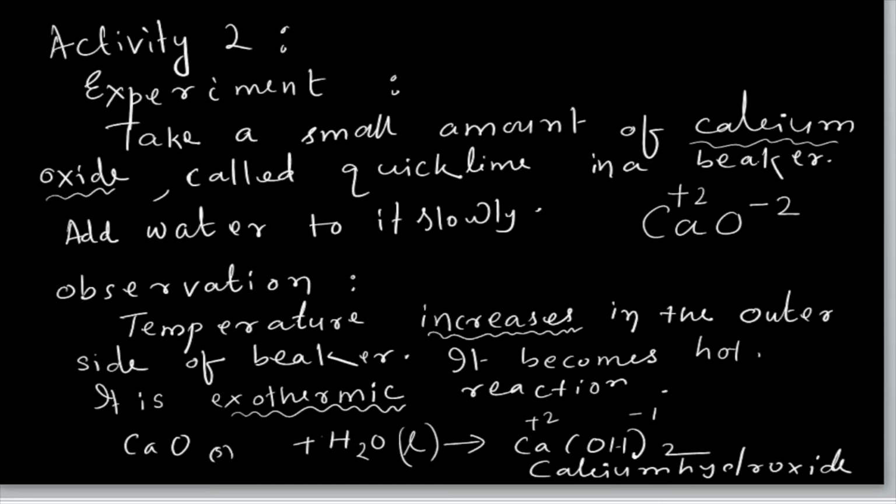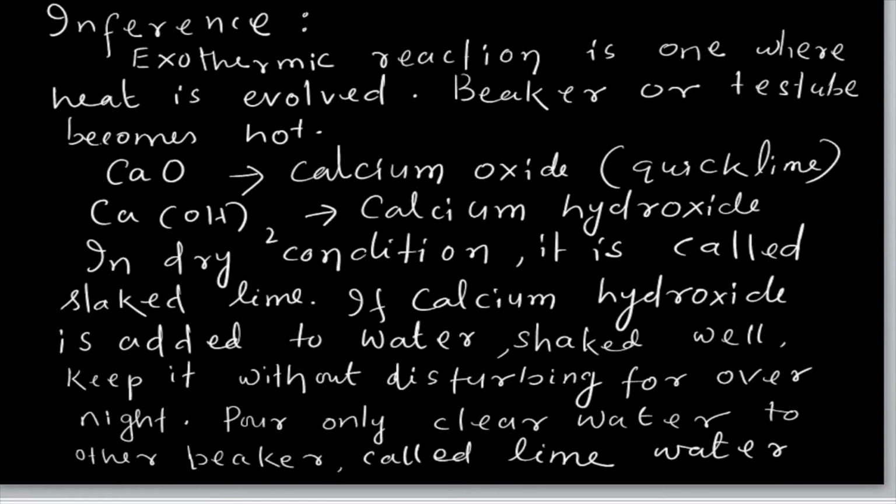So what happened here: when you add water to calcium hydroxide, it is soluble but not 100% soluble, only partially soluble. When you add water and leave it overnight, the clear liquid remaining on the top of the solution is called lime water.